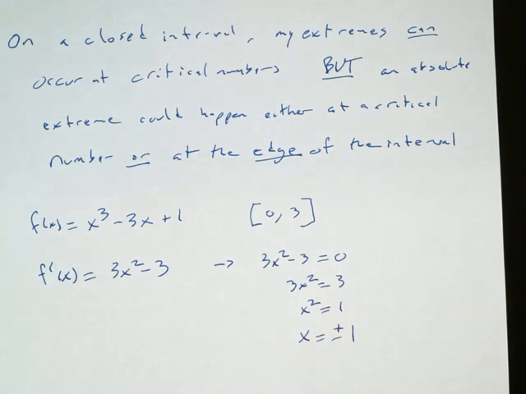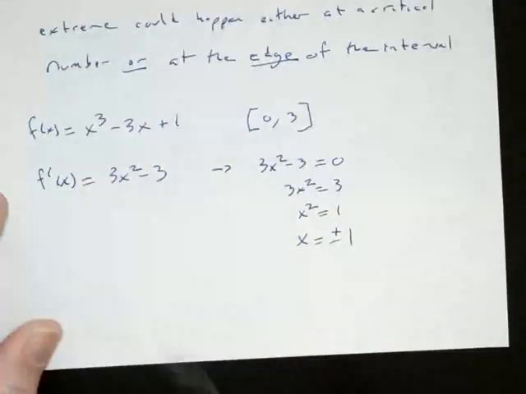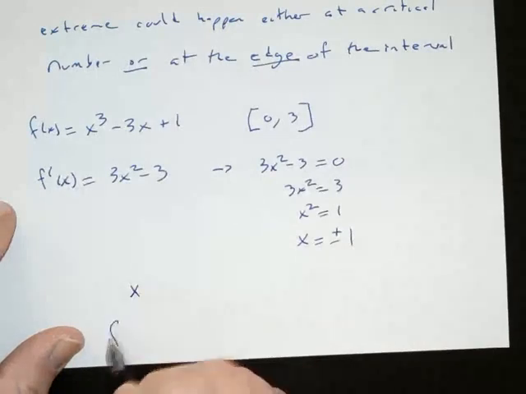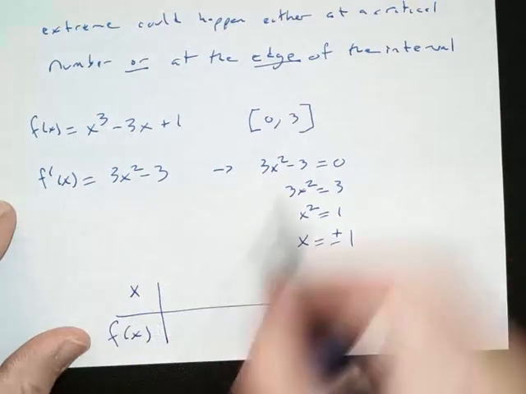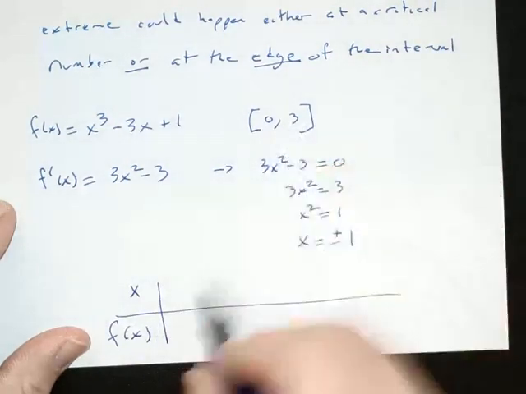But I only care about one of them. Well, I'm allowed to throw the negative 1 out. It's not in the interval I care about. I only care about numbers between 0 and 3. Now that is an even bigger advantage because it means I can say, oh, I only have one critical number. I need to check the y value at the critical number I care about and at the edges of my interval.